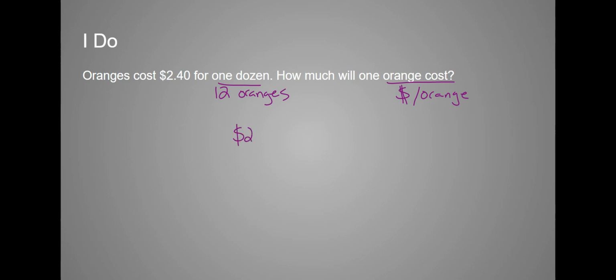We're going to take $2.40 and divide it by 12 oranges, and that will give us $0.20 per orange. Or, I mean, that's awkward to say. We just say it's 20 cents.